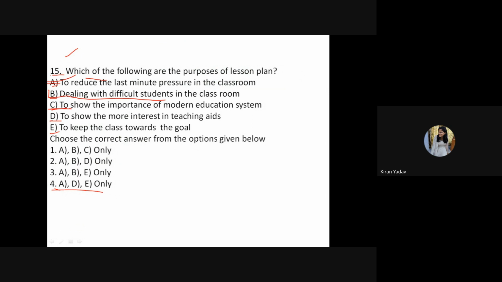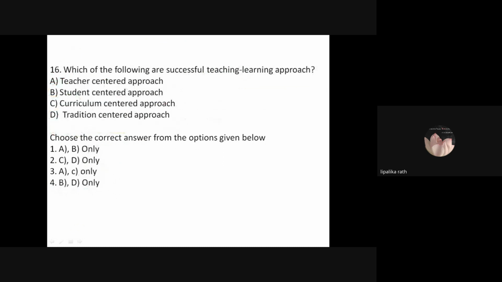D, to show more interest in teaching aids. Yes, this can be, because if the teacher has planned already, then he or she may know which teaching aids he or she wants to use. E, to keep the class towards the goal. Yes, so E option is correct. Is this clear to everybody? Yes, ma'am.